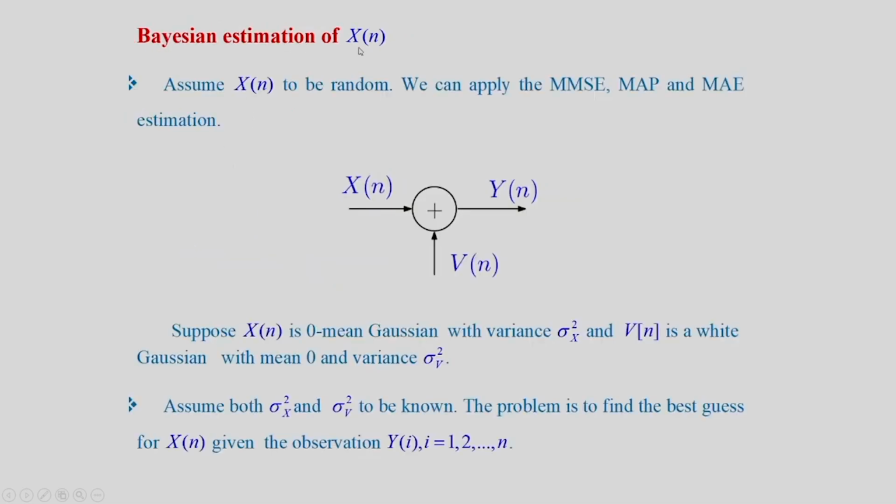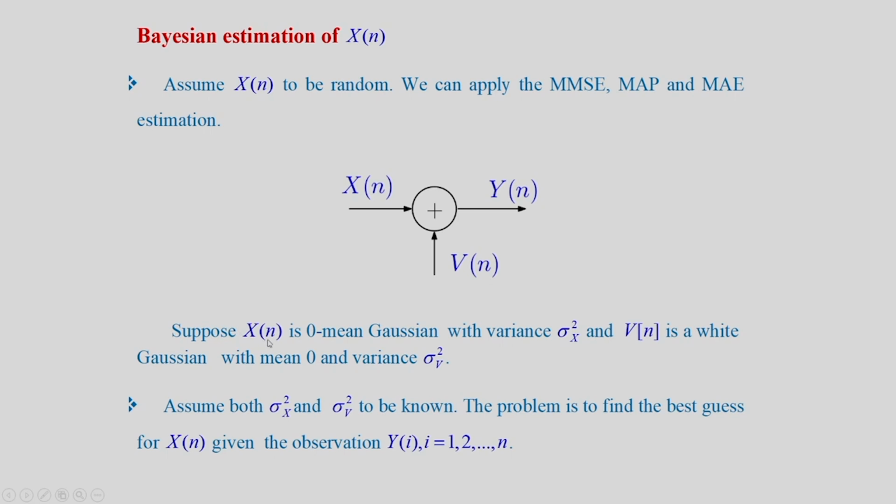Next, we consider the Bayesian estimation of x[n]. Here, we will assume x[n] to be random. We can apply MMSE, minimum mean square error estimation, MAP, maximum a posteriori probability, and MAE, minimum absolute error estimation techniques. So, this is the model as earlier: y[n] is x[n] plus v[n], where v[n] is white Gaussian noise, and x[n] has some prior probability distribution. Suppose x[n] is 0 mean Gaussian with variance sigma x square, and v[n] is white Gaussian noise with mean 0 and variance sigma v square.